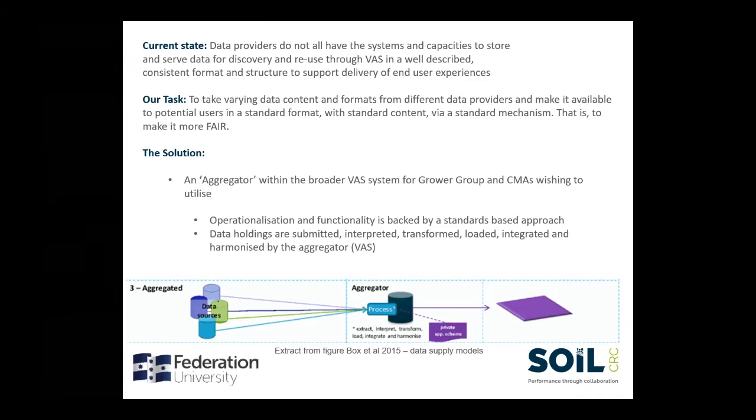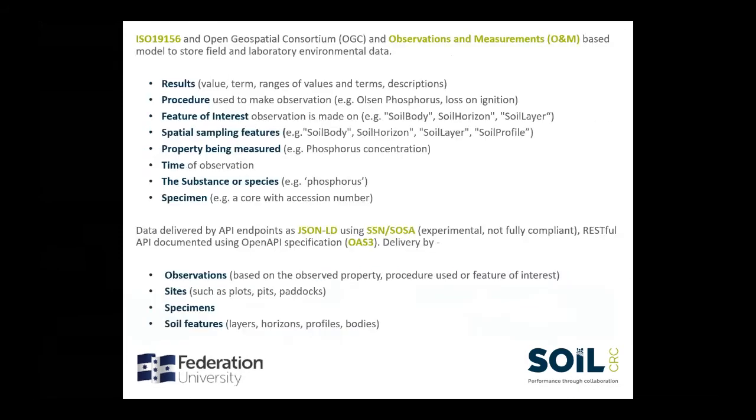This had to be backed by a standards-based approach. So here is a brief overview of the standards employed for the description, storage, harmonisation and serving out of the soil data. The data is mapped and storage is basically O&M based. We separated out these various classes, for example the result and procedure, to make the observation, and the soil features that the observations were being made on. The data can be served out as JSON-LD using basically SOSA and SSN ontologies in the OpenAPI.